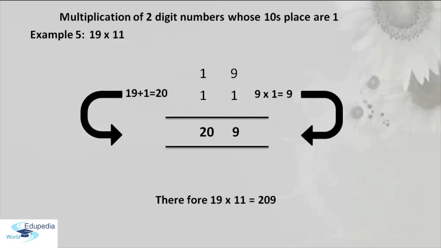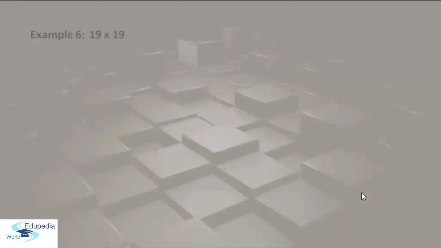I hope you have understood how to use this shortcut. Now let us look at one more example of the same shortcut. The next example is 19 into 19. Before using the shortcut, we first make sure the conditions are satisfied. Here 19 has 1 in its tens place, and of course the other 19 also has 1 in its tens place.